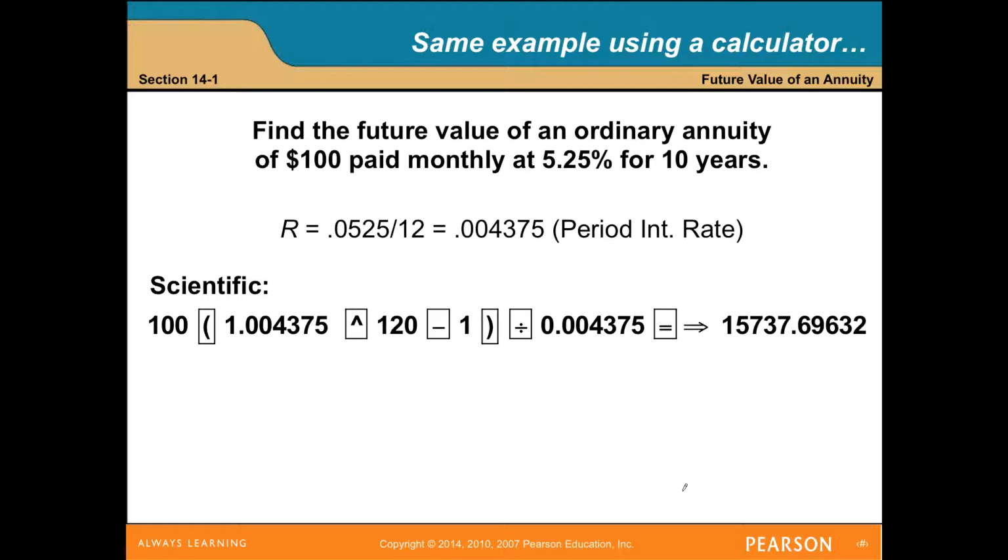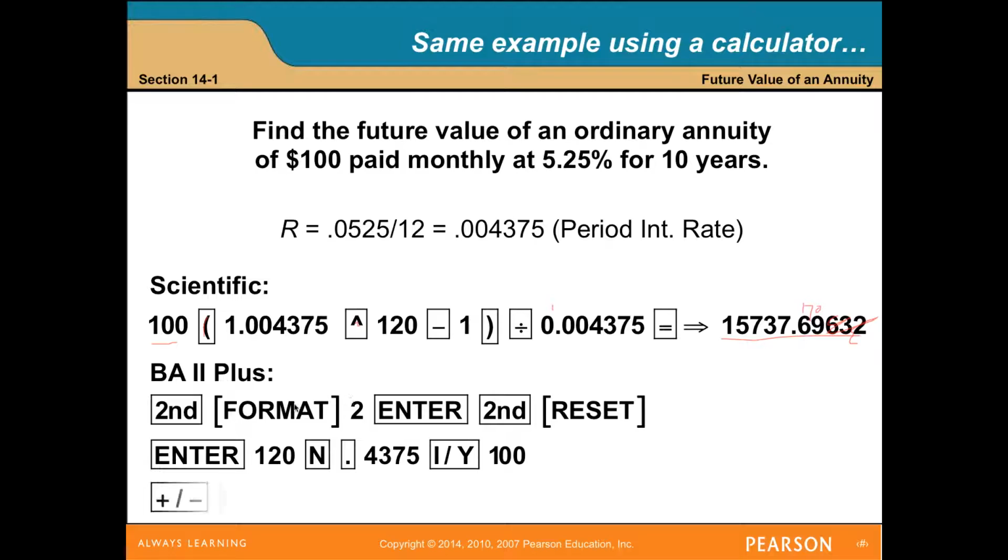So if you're using a scientific calculator, what you would do is type in 100, open parentheses, 1.004735, exponent 120 minus 1, close parentheses, divided by 0.004375 equals, and then you get your number, and you just cancel out these. So then you get 15,737.69, or you can round it up, 70.